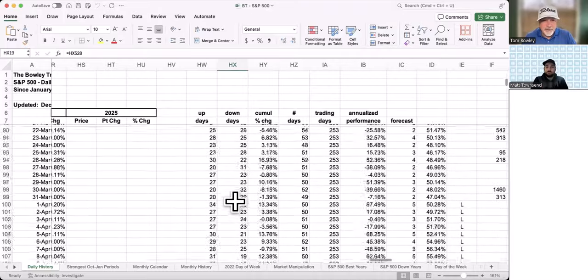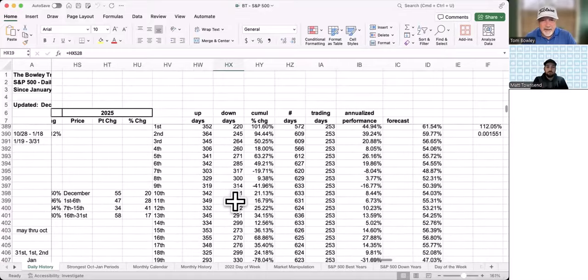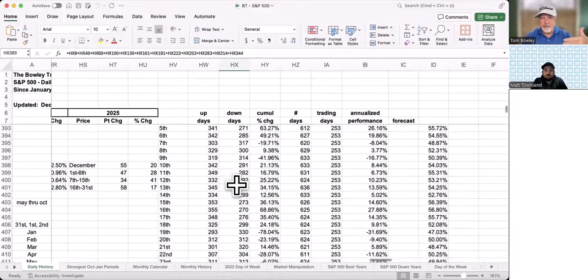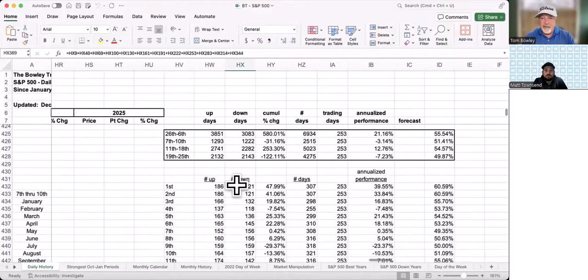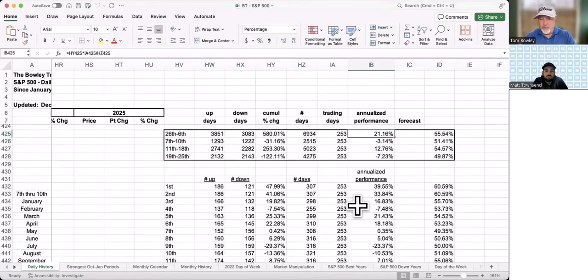If I go to the bottom of this analysis on the S&P 500 after December, I have this. I group all the first days of all the months together. So it would be January 1st, obviously a holiday, February 1st, March 1st, April 1st, all the firsts. This is how they've performed since 1950. Then I do the seconds, then the thirds, all the way through the month. And then I come up with this breakdown in periods, where I look at the 26th to the 6th of all calendar months and look at the annualized performance: 21%.